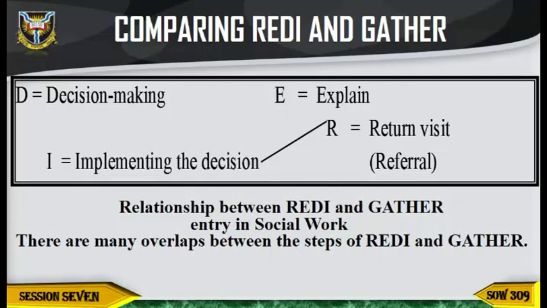Relationship between READY and GADA, entry in social work. There are many overlaps between the steps of READY and GADA. Rapport building corresponds to grit with elements of ask or assess. Exploration incorporates ask or assess and tell. Decision making includes the help step and also elements of ask, assess, and tell. Implementing the decision includes help, explain, and return visit. These overlaps are continuous.